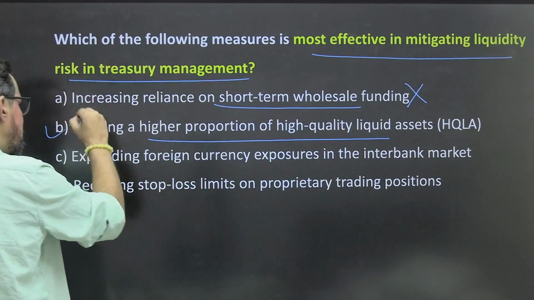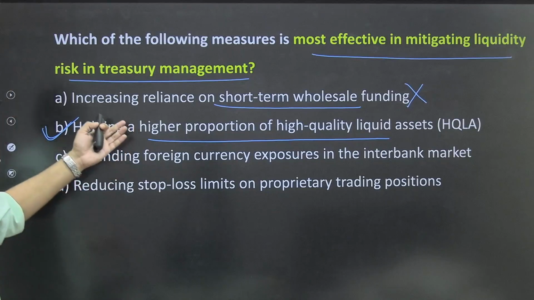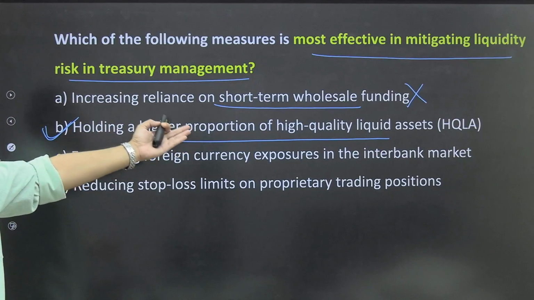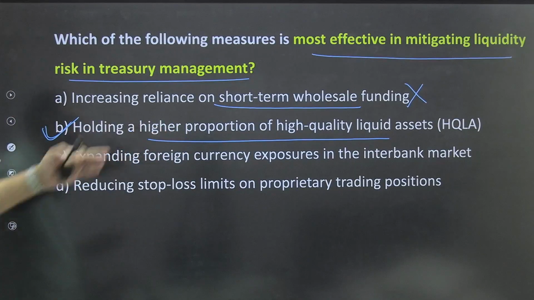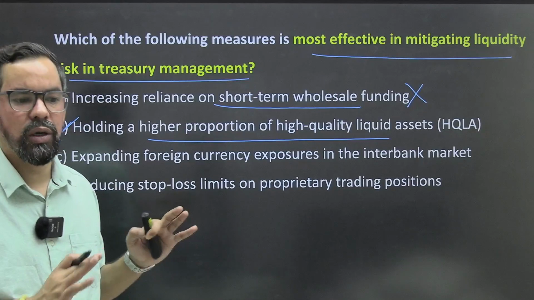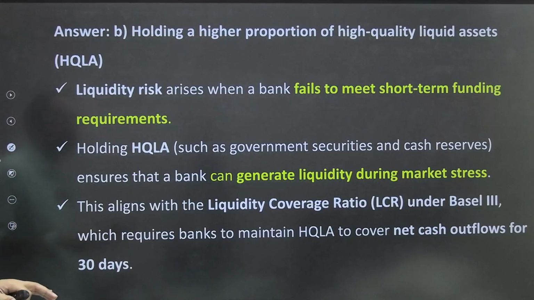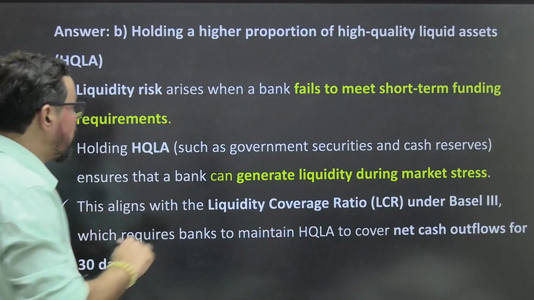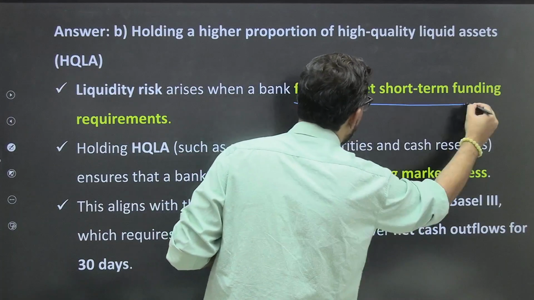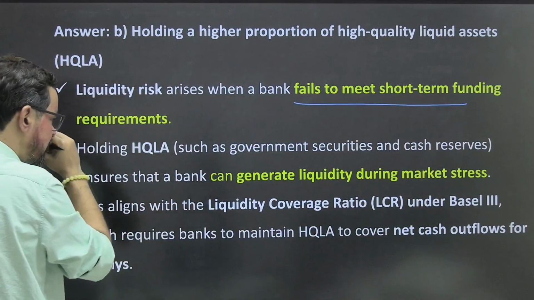Yes, 100%. So this will help. At the time of a stressful situation, we can liquidate these. So HQLA always supports the short-term liquidity position, so without any doubt, B will be the right answer for this one. Okay? So liquidity risk arises when a bank fails to meet short-term funding requirements.